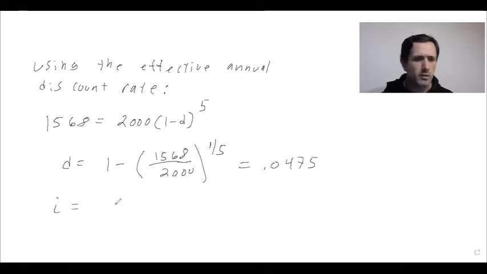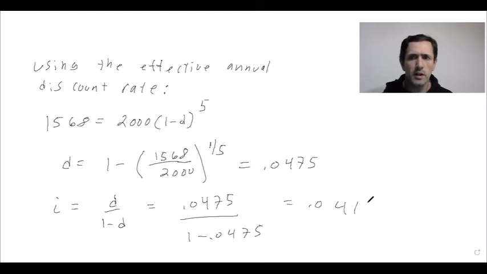And plugging this into our formula for the effective annual interest rate, so it's just d over 1 minus d. We get that the interest rate is 0.0475 over 1 minus 0.0475, which is 0.04987.